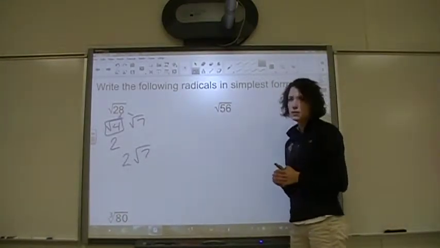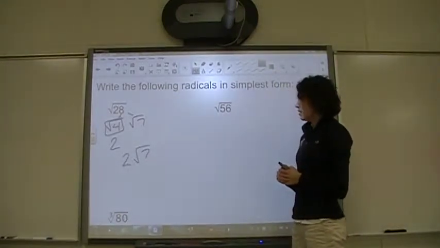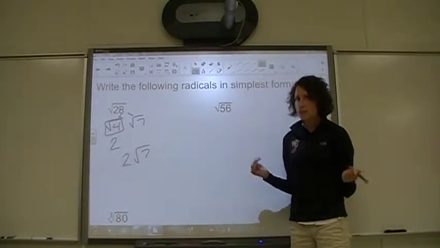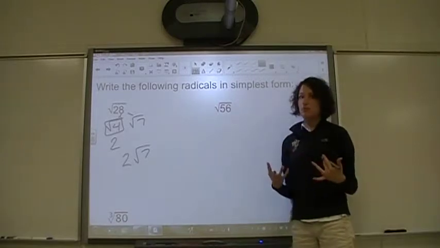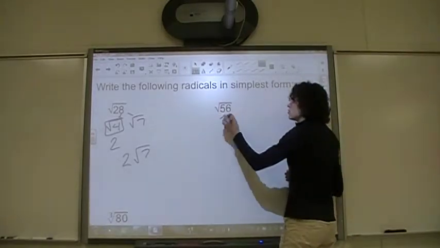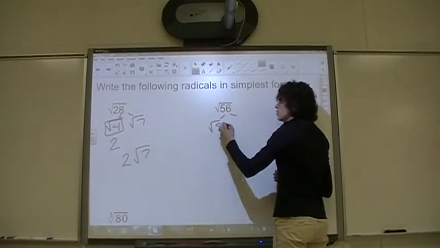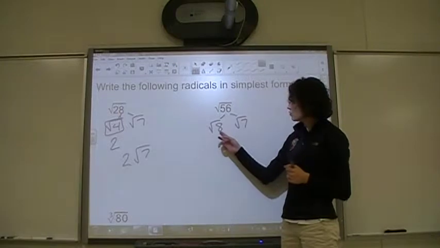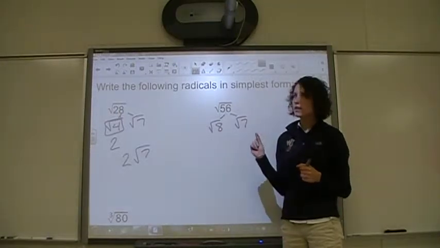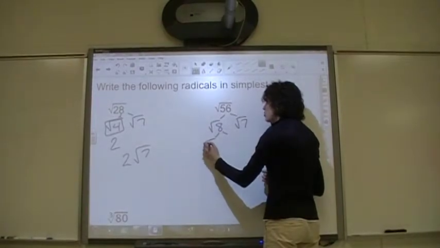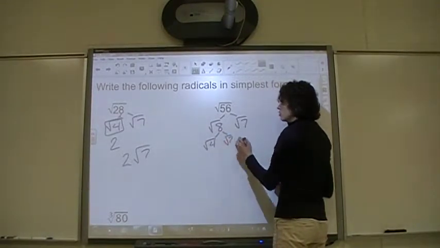Okay, so we've got 56. So when you think about that, the first number that might come to mind is maybe 8. Okay, so 8 is not a perfect square, but that's the one that you think of. Okay, so we've got radical 8, radical 7. Okay, so when you look at radical 8, what is a perfect square in 8? Perfect square in 8 is 4. So you have radical 4, radical 2.